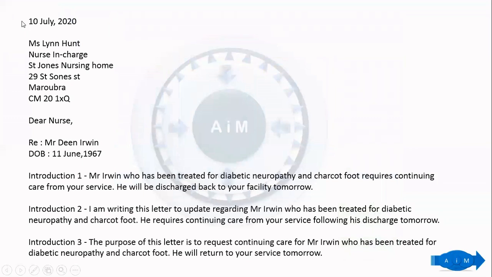So now let's see a sample letter, the final version of all this planning. So here we do have a date, 10 July 2020, because the patient was admitted on this date, and we know that the patient is going to be discharged on 11 July 2020. That information was given in the question. And then we do have the clear information about the reader and the reader's address. Dear nurse, here you can even write Dear Miss Lynn Hunt. Then reference Mr. Dean Irwin, the date of birth, and we have tried to keep the same date format everywhere just for clarity.